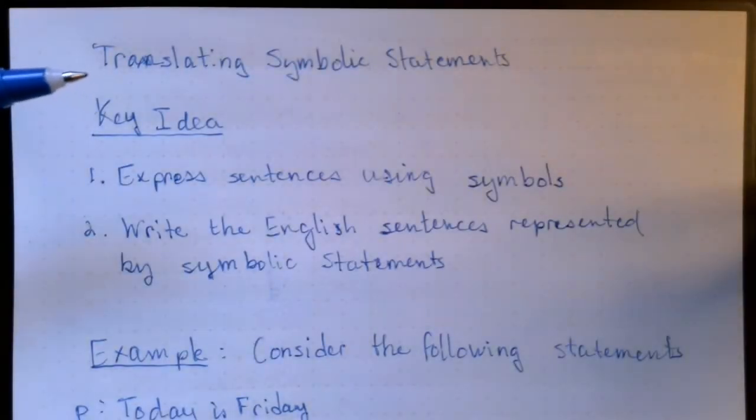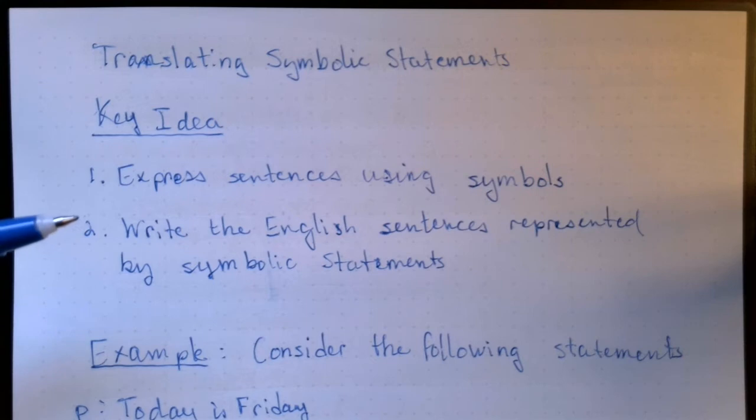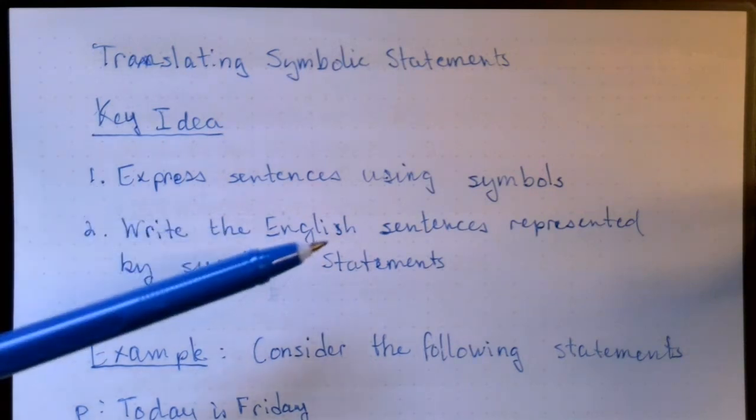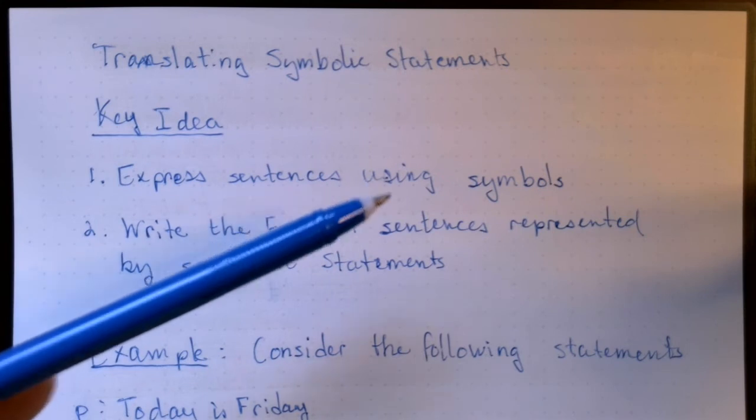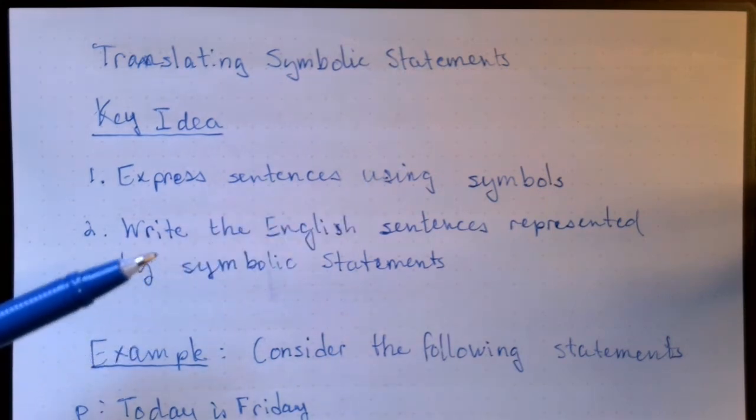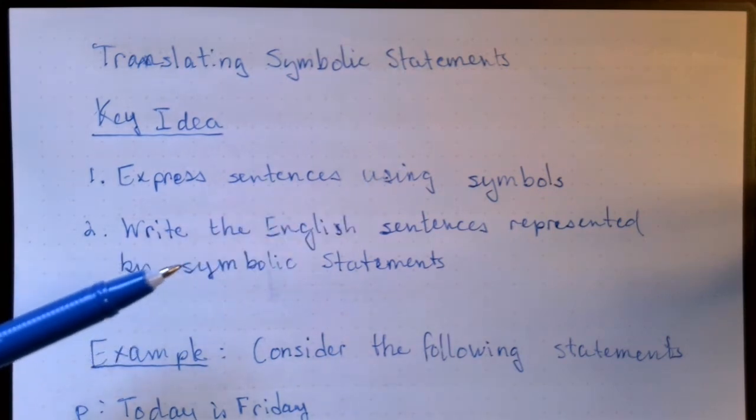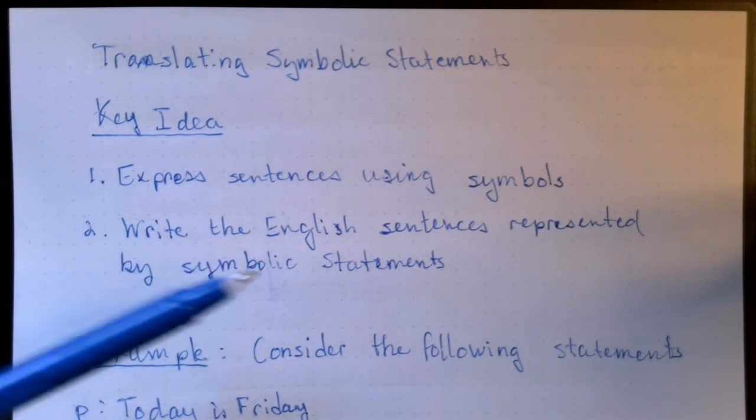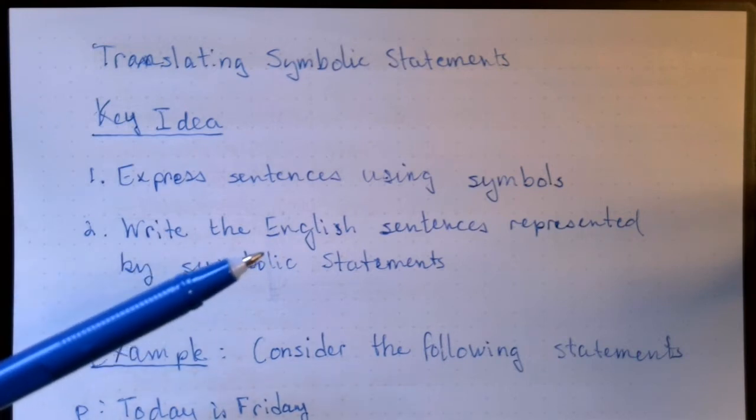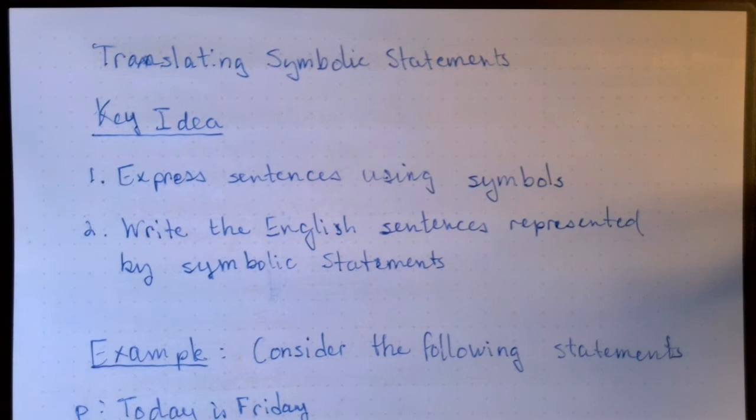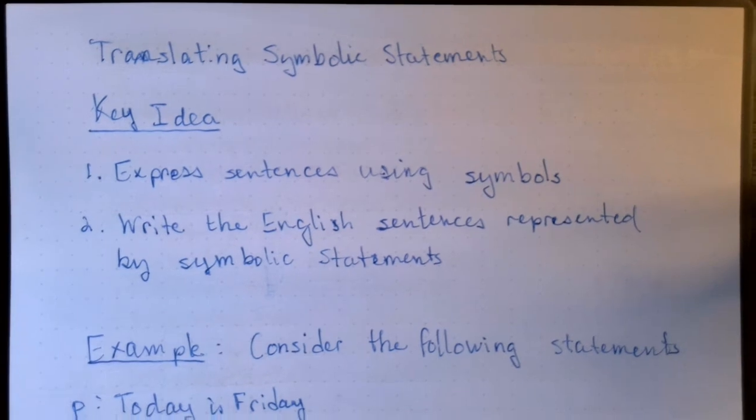Okay, so in this video we're talking about translating symbolic statements. The key idea is, if I give you a statement, can you express it using symbols? And also, you need to be able to do the reverse. If I give you something represented in symbols, I need to be able to write that out in words. So when this video is done, you should be able to do both of those two things. So let's get right to some examples here.